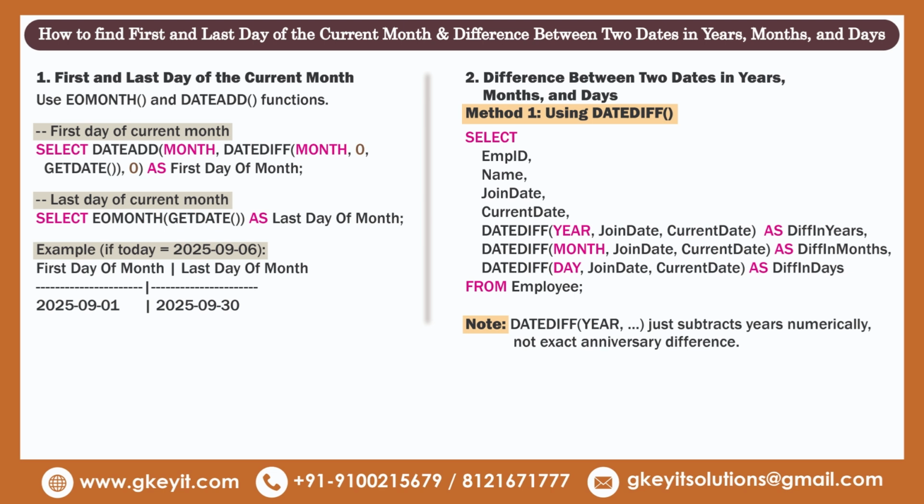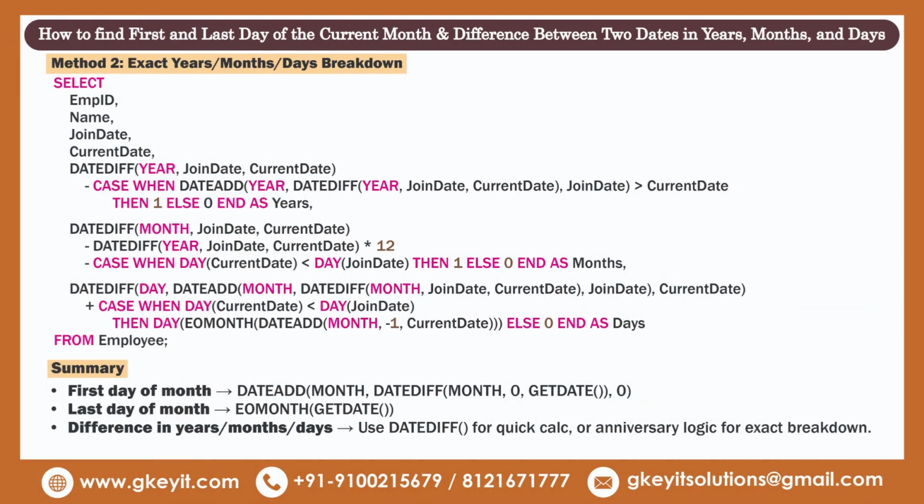To get the exact years, months and days breakdown, we have a separate method. This is the query that we are going to break down. Select employee ID, name, joining date, current date, DATEDIFF year, joining date and current date, and here is a CASE statement, which is the important one. Here we are subtracting a CASE WHEN DATEADD(year, DATEDIFF(year, joining date, current date), joining date) is greater than current date THEN 1 ELSE 0 END as years. In the same way we do it for the month and for the day. In this way we get the breakdown for the year, month and the day.